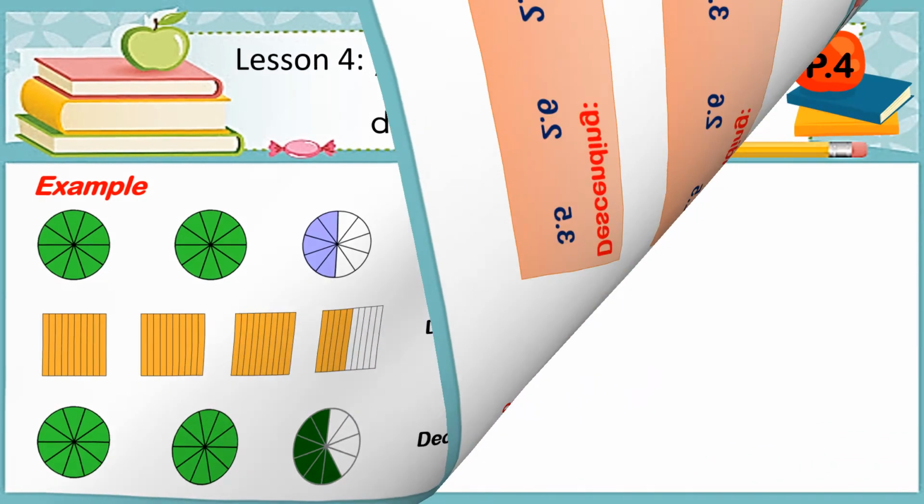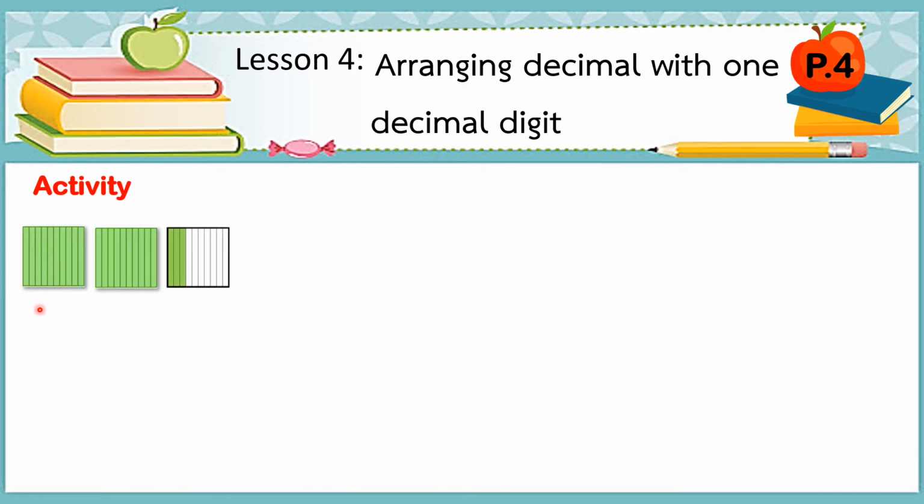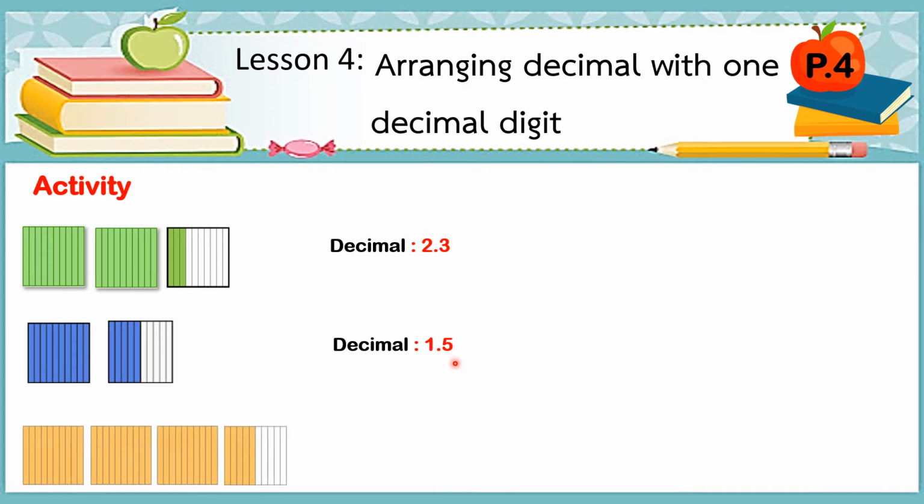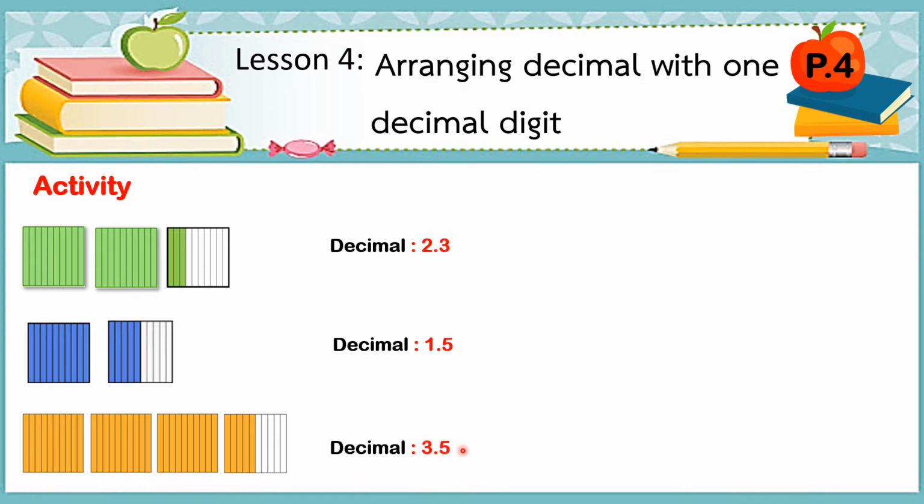Let's have this second example. Okay, as you can see, what decimal is this? It's 2.3. Second example. How many squares can you see? There are 2, right? And how many squares are in full color? There is only 1. So the decimal is 1.5. And the third one is 1, 2, 3. So it's 3.5.